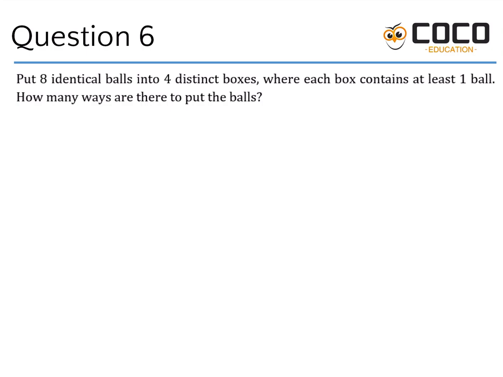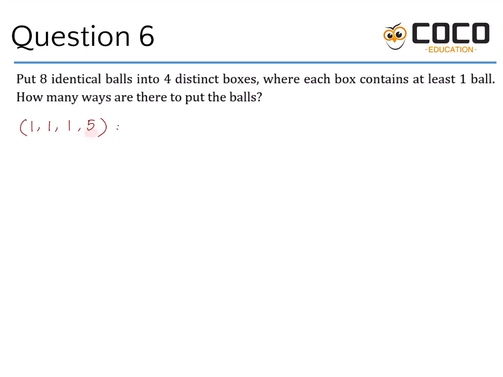So next question. We have 8 identical balls. We have to put them into 4 distinct boxes. So make sure that each box contains at least 1. Now, first way of distributing the balls, it can be 1, 1, 1, 5. Means one of the boxes gets 5 and the other 3 boxes get 1 each.